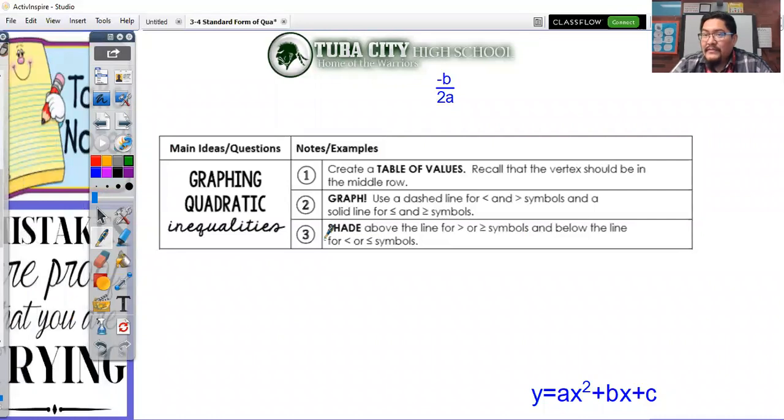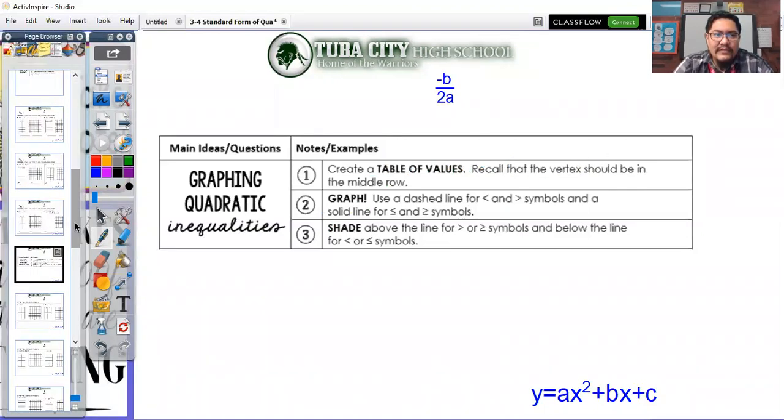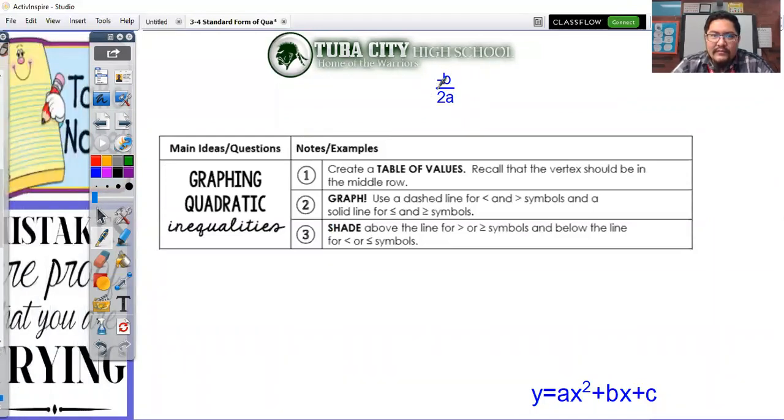So it's going to be the same steps largely. Create a table of values. Recall that the vertex should be in the middle row, and just in case you forgot, we're going to use this formula up here to find out where the x value for the middle row should be. Once we use this, we're going to plug that number into the middle row, and then we're going to fill out the rest of the values.